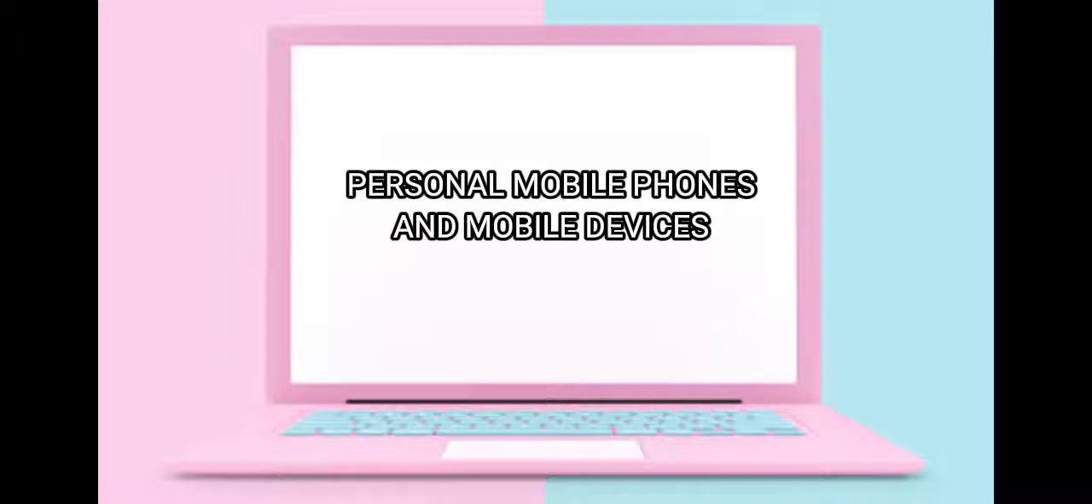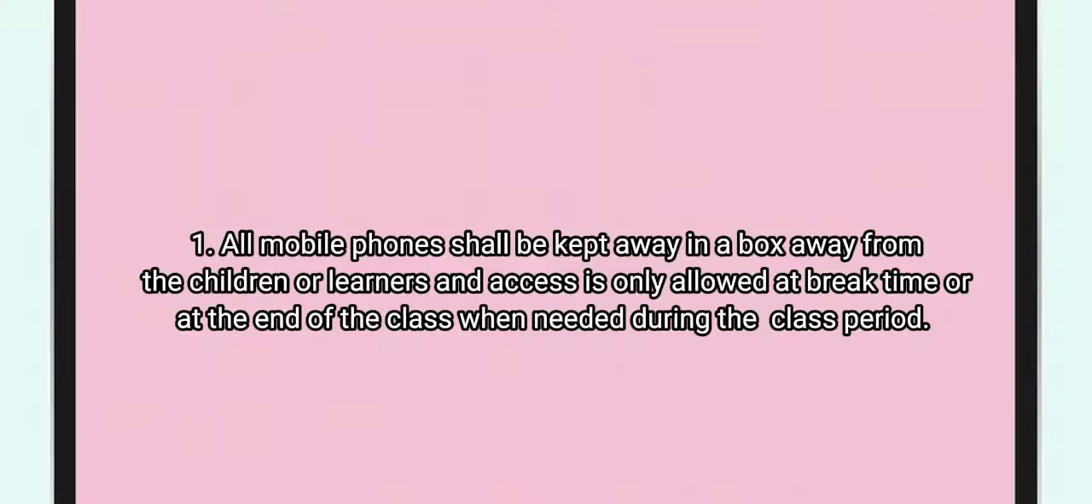The next one is personal mobile phones and mobile devices. Number 1, all mobile phones shall be kept away in a box away from the children or learners, and access is only allowed at break time or at the end of the class when needed during the class period. The use of cell phones during breaks prevents students from losing attention in class and allows them to maintain necessary communications with their parents, as well as provides them with the advantage of e-learning tools. That is why it is important that the phones should be kept away from the learners.